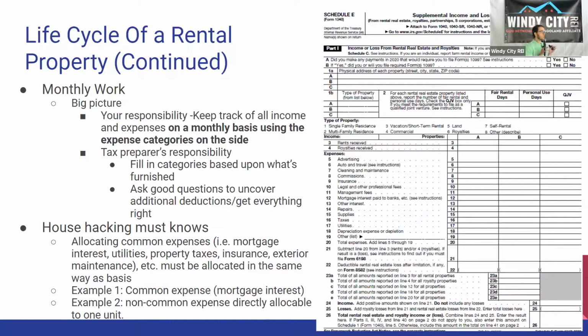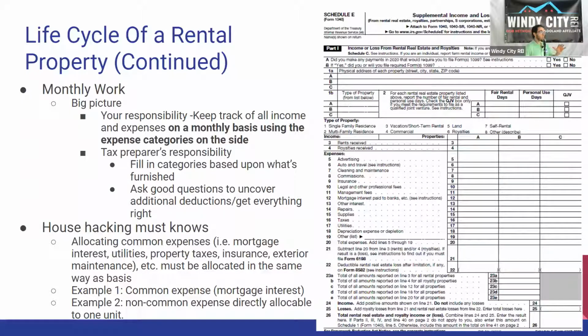So now getting into the monthly work, this will probably be where a good amount of your time is, assuming you own the property. So big picture, on the right-hand side you'll see Schedule E. This is where you'll report your income and expenses for each rental property. And you'll want to keep track of each rental property on its own schedule, basically.